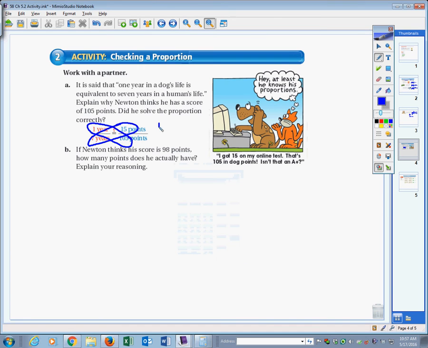And that gives us 105. And 1 times 105 is obviously 105. So was he right? Yeah. So here he says he thinks his score is 98 points. So we're going to take the same idea and we're going to say if 15 points is 105, how many points would be 98?